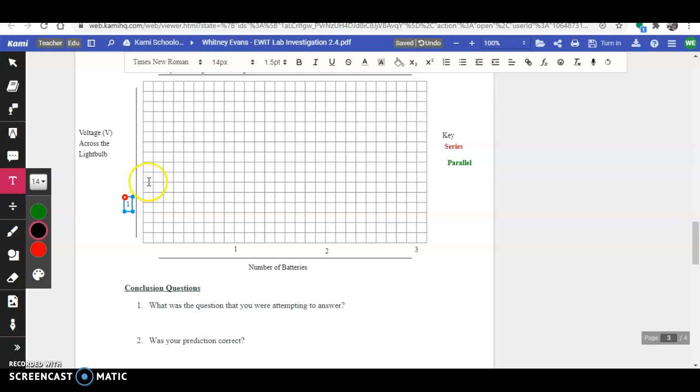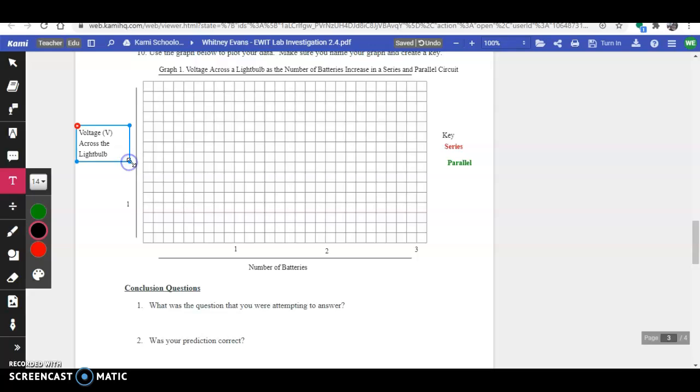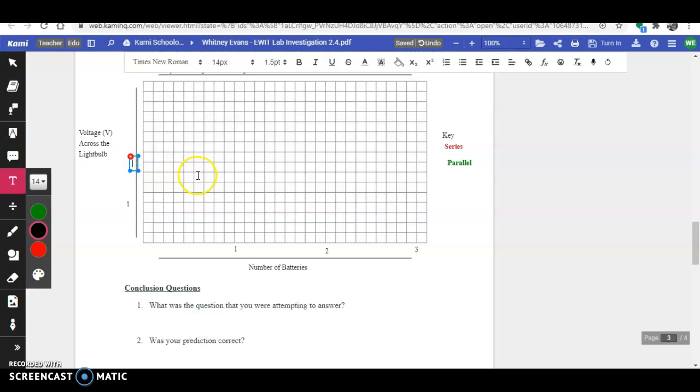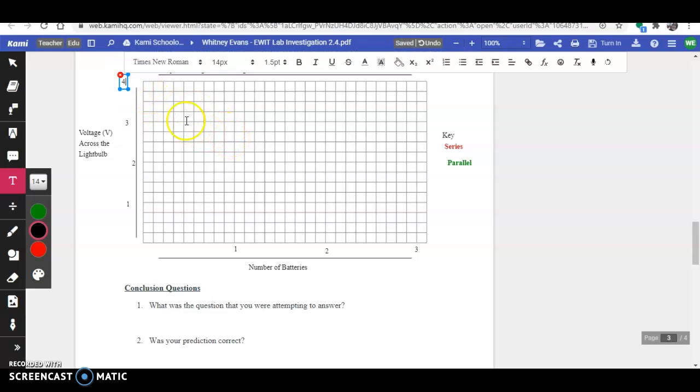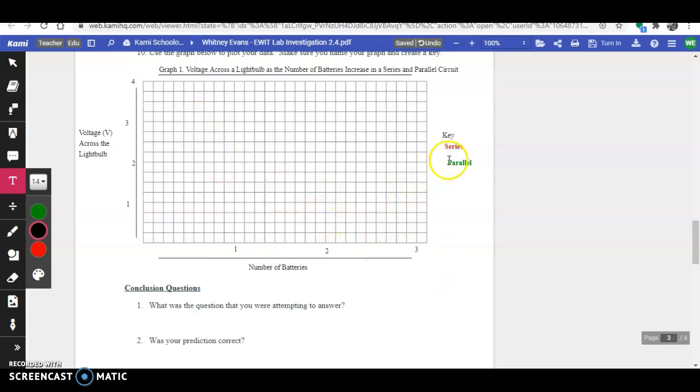So this is 1.25, 1.5, 1.75, making this one 2. And then 2.25, 2.5, 2.75, making this 3. And then 3.25, 3.5, 3.75, and this top one is going to be 4. There we go. Okay, so now I want to plot my data.